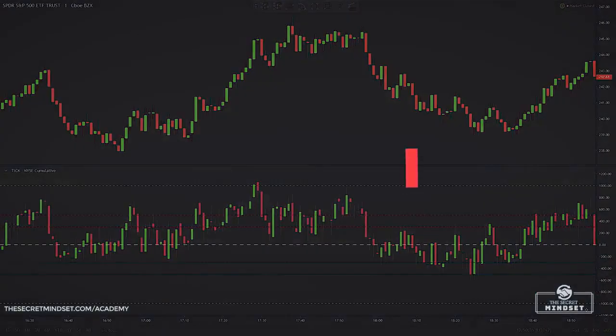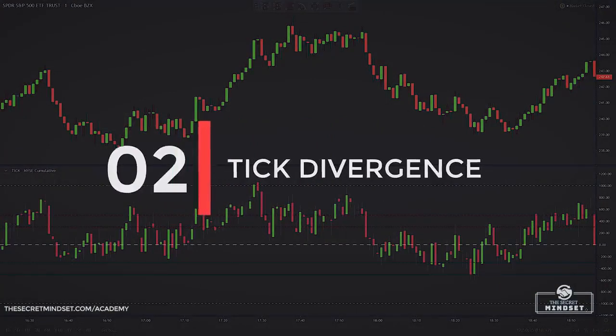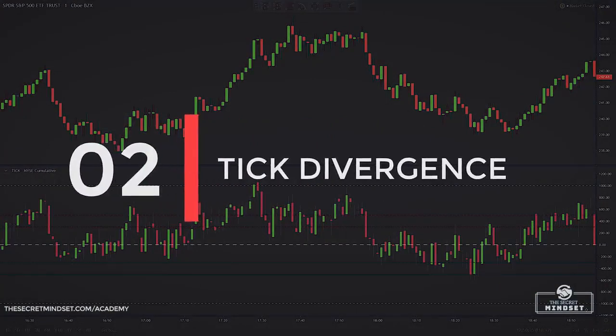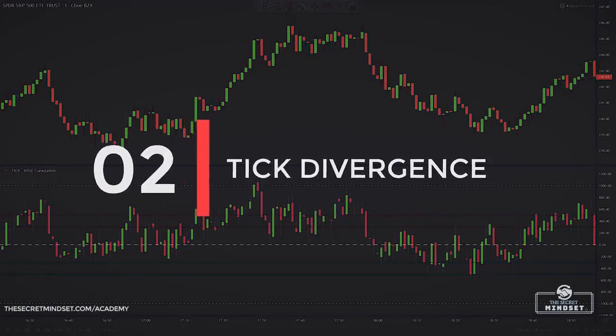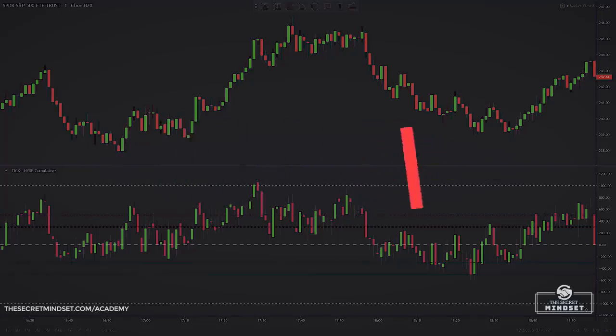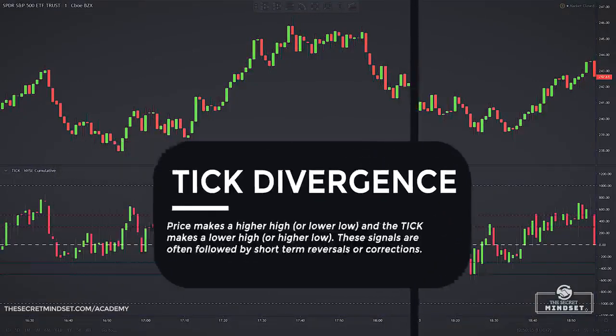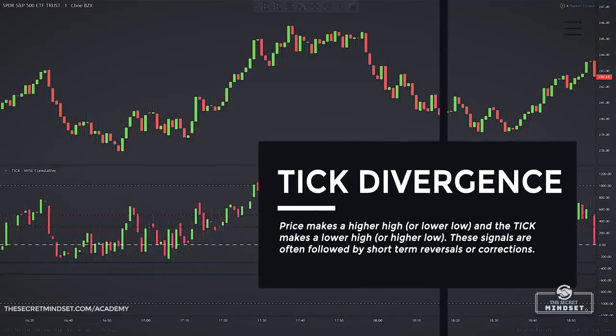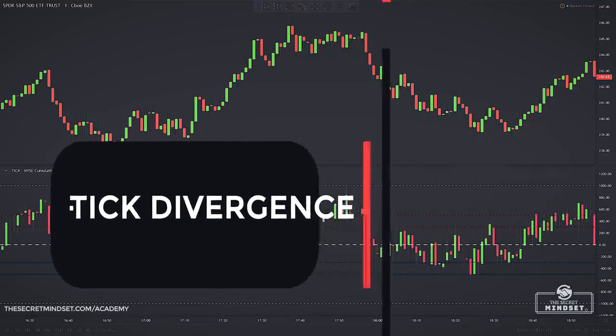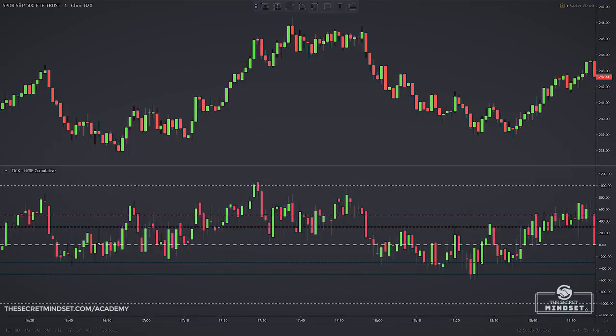The second strategy involves tick divergences. Tick divergence setups are probably the most popular use of the tick indicator. Divergences between price and the tick occur when price makes a higher high or lower low, and the tick makes a lower high or a higher low.